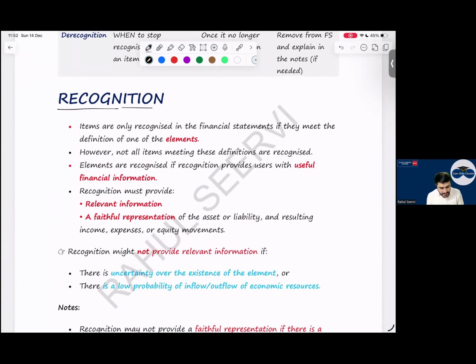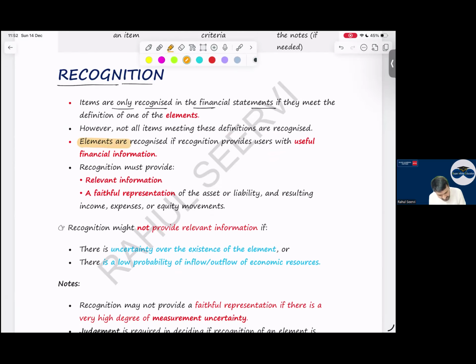Recognition. Items are only recognized in the financial statements if they meet the definition of one element. So what are the elements we have learnt? 5 elements: asset, liability, equity, income, expense. So when will you recognize? First of all, it should meet the definition of an element. Then, however, not all items meeting these definitions are recognized. Even though it meets the definition, it's not necessary that we will recognize it. Elements are recognized if recognition provides users with useful information.